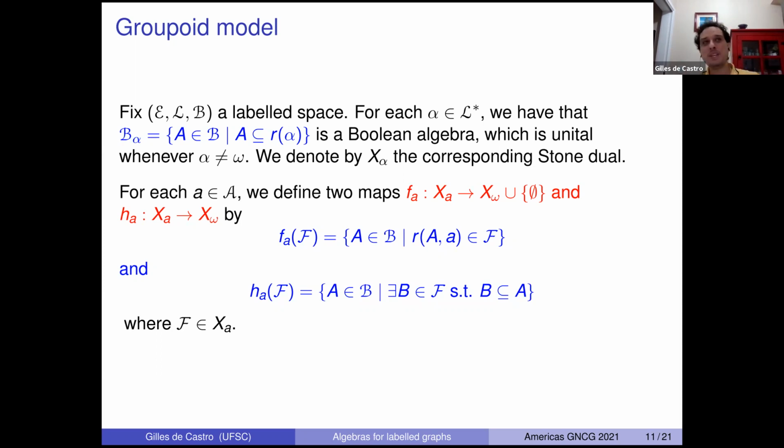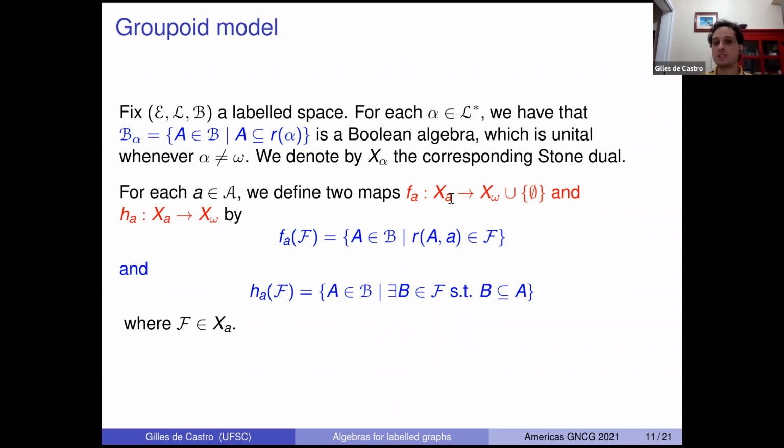But because B might not be unital and all the other B alphas are unital, we might have a problem that the pre-image of our filter might be empty. So we need to add the empty set here to make things work. But the idea is that the relative range, using the standard duality, is going to give us a continuous function, which is described in this way.